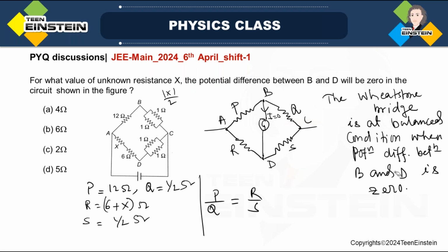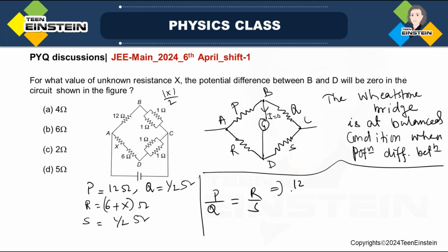I hope you have understood this. Okay, so this implies 12 by half is equal to R by S, that means 6 plus X divided by half. So this I can actually cancel from both sides, and from here I get X is equal to 6, and this is in ohm unit, as you know. So option B will be the correct answer for this question.